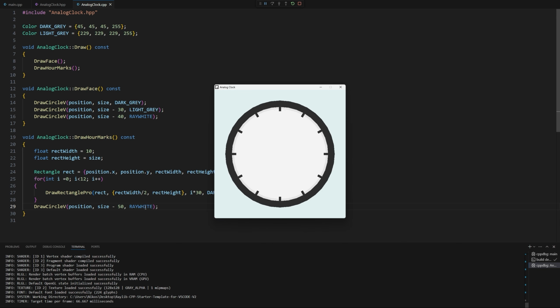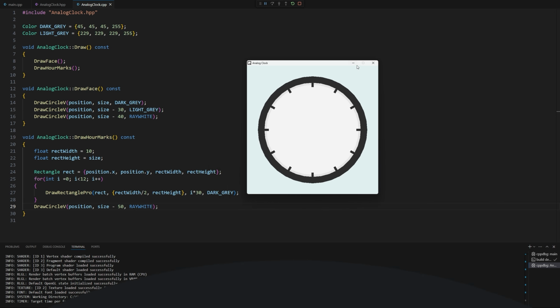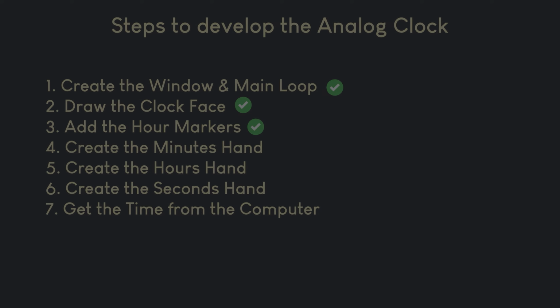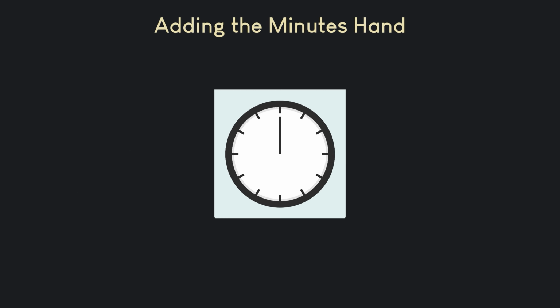Running the code again, we can now see the hour marks beautifully aligned and displayed exactly as planned. And with that, we have completed step number 3 of our project. Great job so far, we are making excellent progress. And believe it or not, the most challenging part of the code is now behind us. Next, let's move on to step number 4, adding the minute hand.